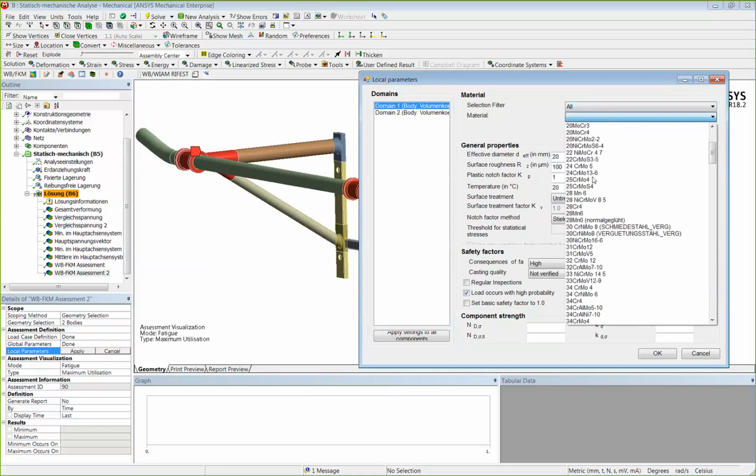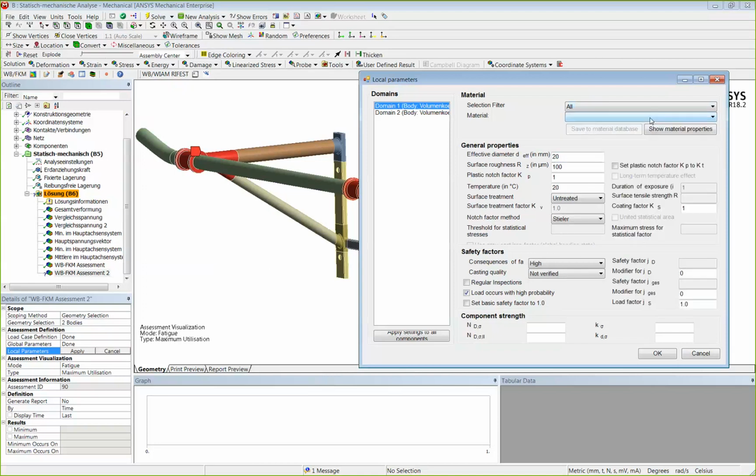There are a lot of materials already in the database from FKM. We also have the possibility to make our own materials based on very simple points. What we only need are three static values: yield, ultimate, and elongation at break. With these three values and the material group, so is it a steel, is it an aluminium, we can estimate all of the properties.